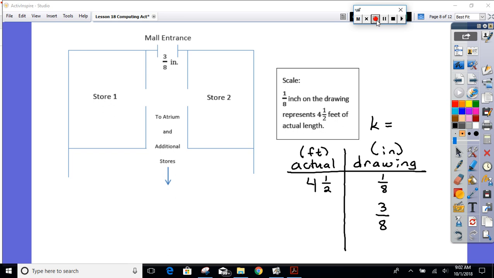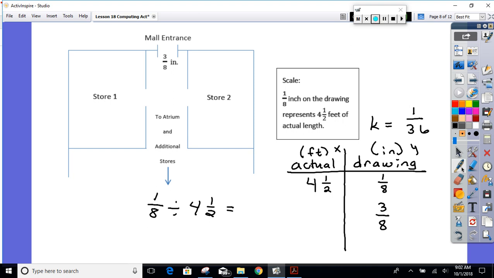So here's our y, here's our x. So 1/8 divided by 4.5 will give us our constant. 1/8 divided by 4.5. What does that come out to be? Did anyone do that and find the constant there? Kate? 1 over 36. So we get that K is 1 over 36. And I'm not going to go through the actual division here. You guys know how to do that. So we know that the constant is 1 over 36.